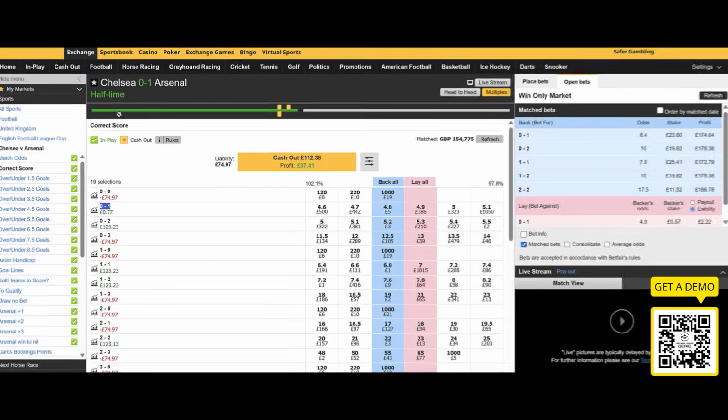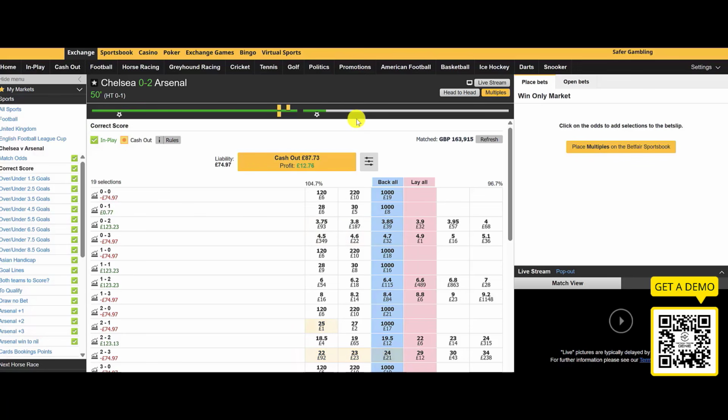Chelsea 0, Arsenal 1. 50 minutes on the clock. Arsenal have just doubled the lead. It is now Chelsea 0, Arsenal 2. Bit of a nightmare for Chelsea with the goals they conceded in this one. So you might notice that second goal for Arsenal has actually been a bit of a blow to our position. We were in a better position before when it was 1-0 to Arsenal.